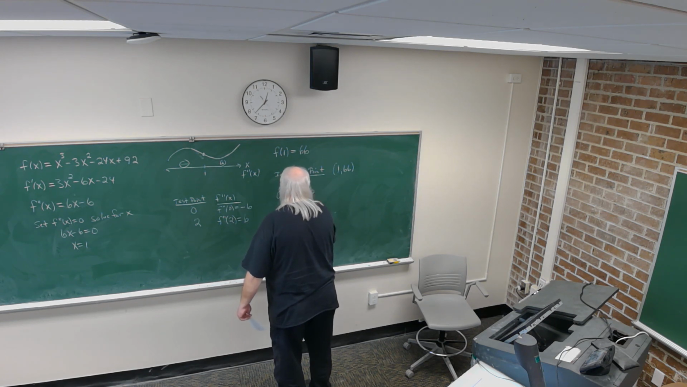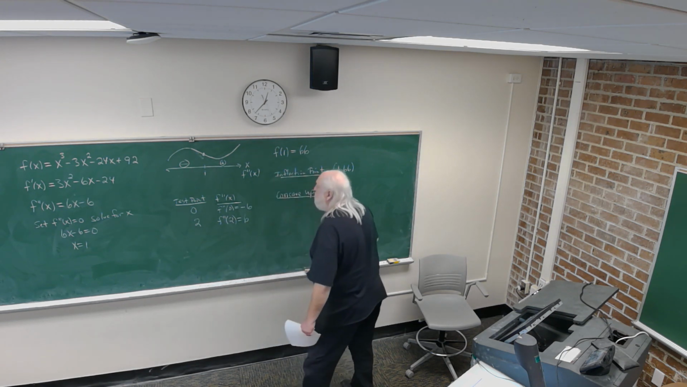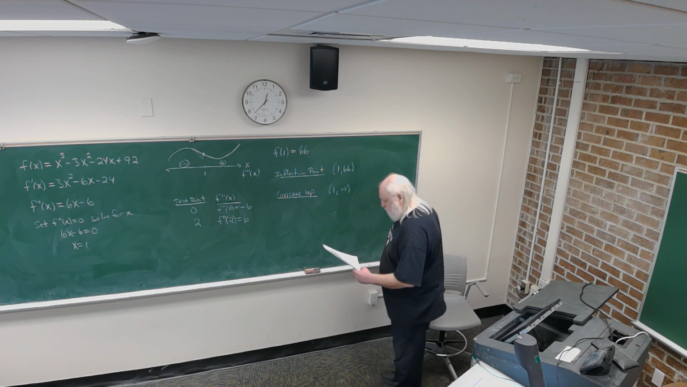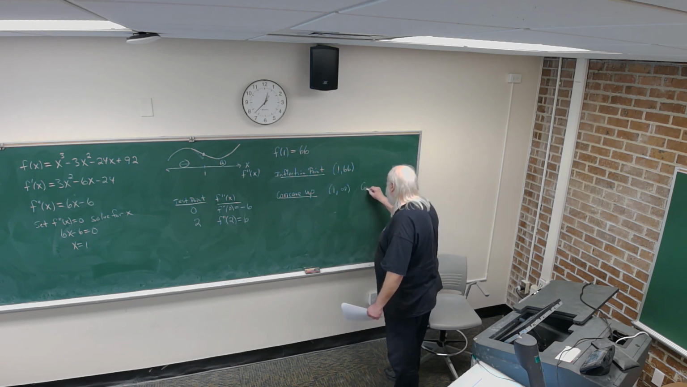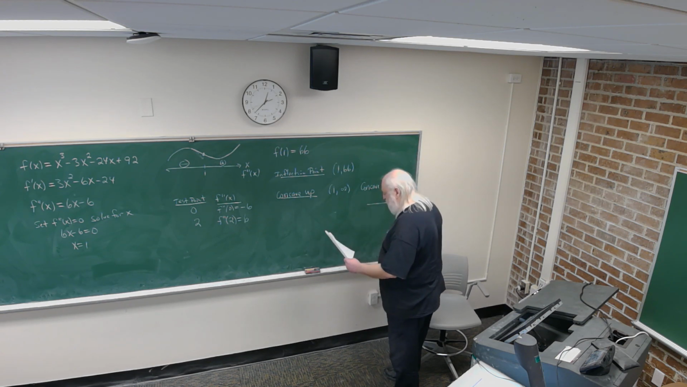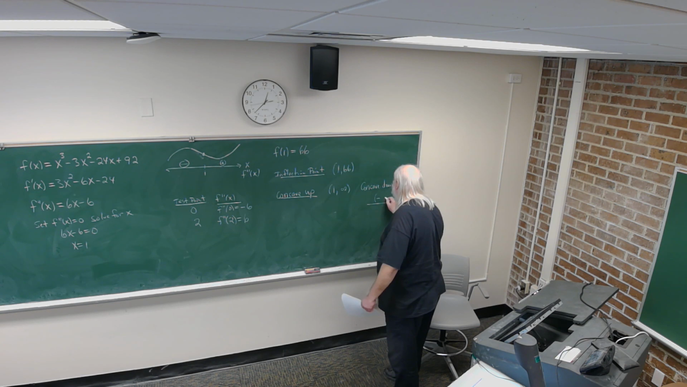Where is the graph concave up? From 1 to values of x greater than 1. And where is it concave down? For values of x less than 1.